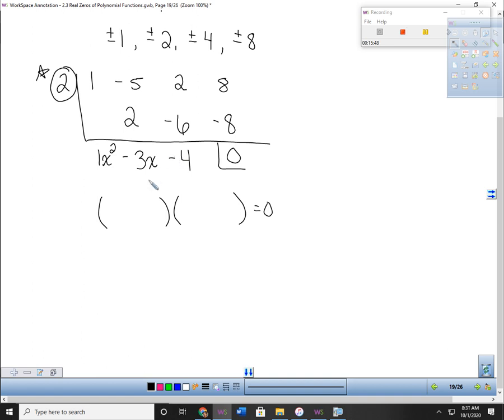So at the back, I have a minus sign, so that gives me a positive and a negative. And then I've got my x squared, so x times x. And what multiplies to make 4 and subtracts to make 3, that would be 4 and 1. And I want the 3 to be negative, so I'm going to put the 4 with the negative and the 1 up front. Then I set those equal to 0.